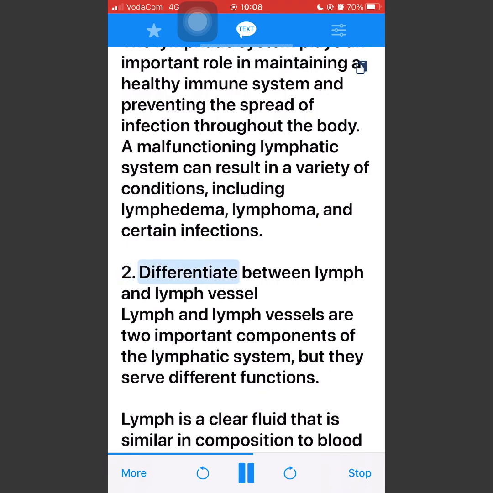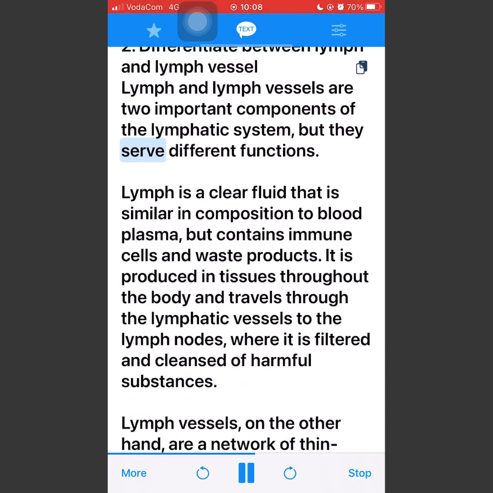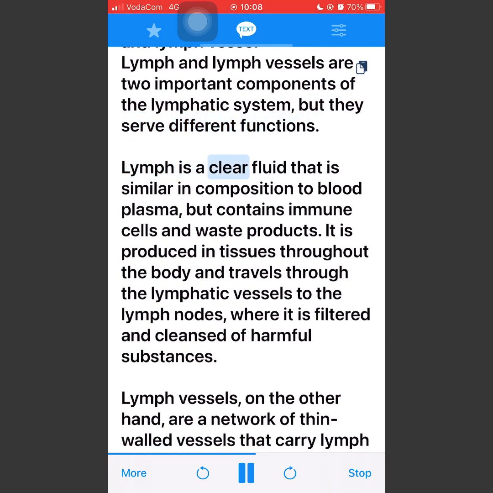2. Differentiate between lymph and lymph vessel. Lymph and lymph vessels are two important components of the lymphatic system, but they serve different functions. Lymph is a clear fluid that is similar in composition to blood plasma, but contains immune cells and waste products. It is produced in tissues throughout the body and travels through the lymphatic vessels to the lymph nodes, where it is filtered and cleansed of harmful substances.